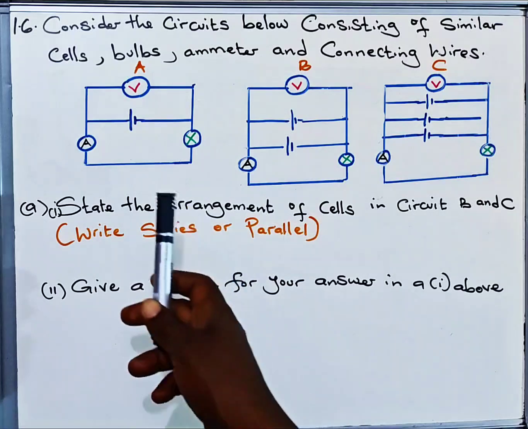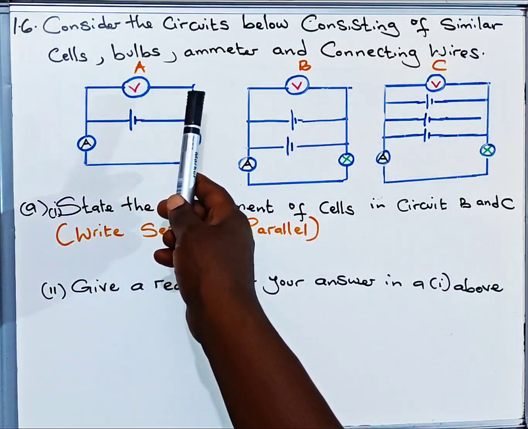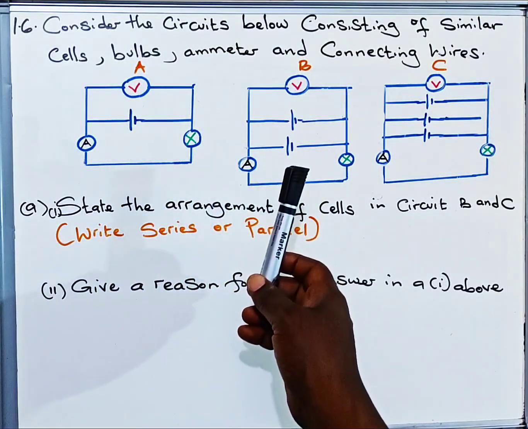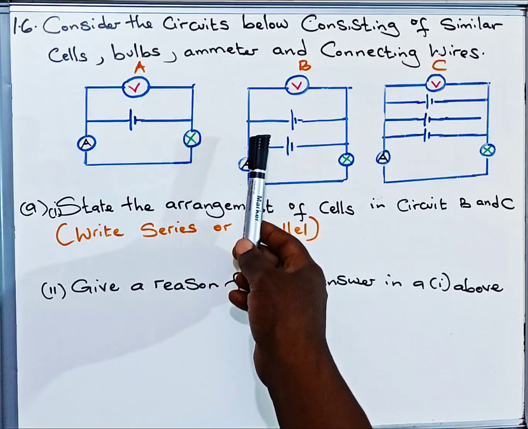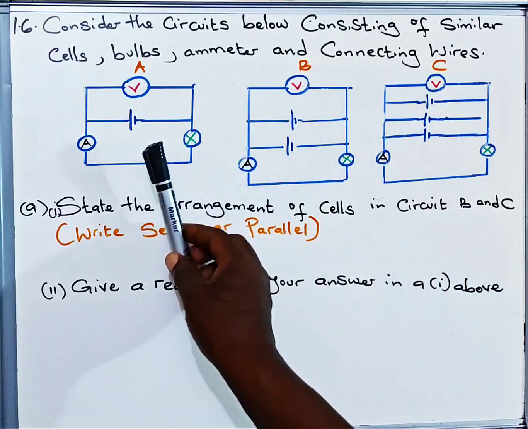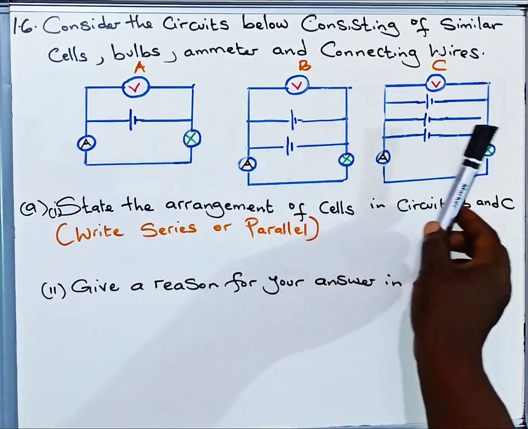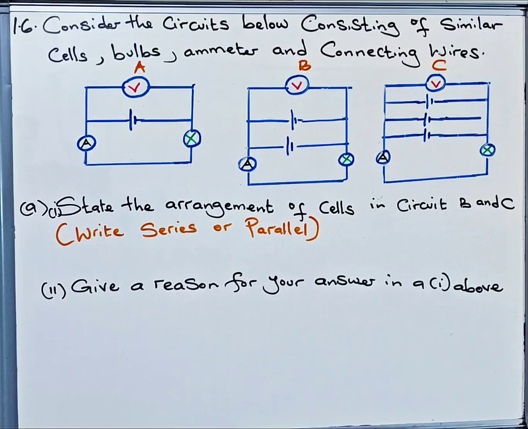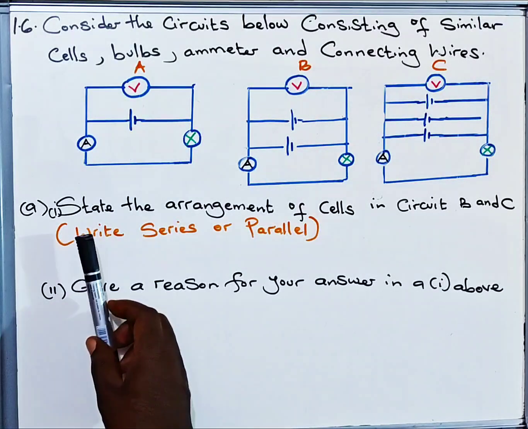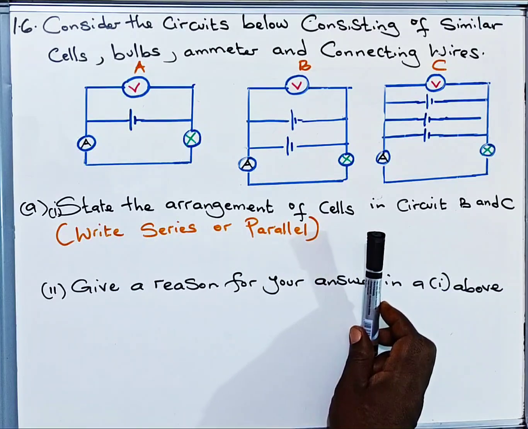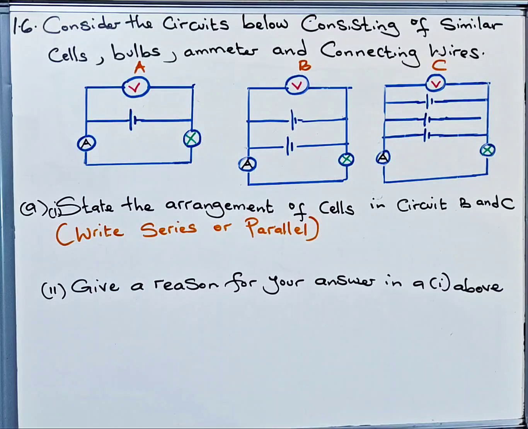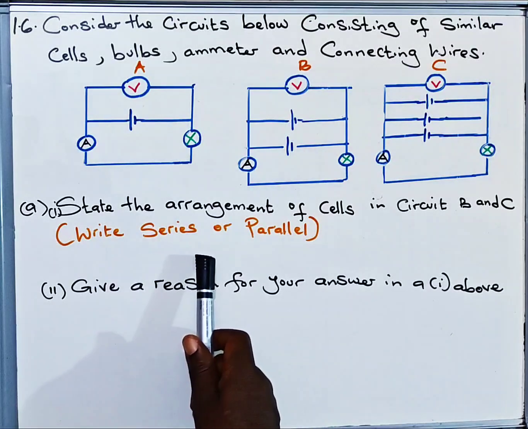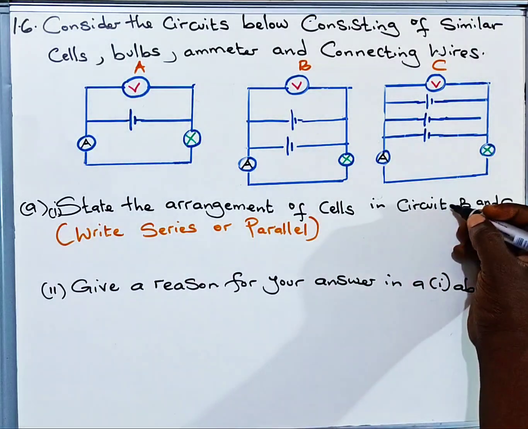Yes, today we are looking at this question. It says, consider the circuits below, consisting of similar cells, bulbs, ammeters, and connecting wires. So these are the circuits we are having. The question says, state the arrangement of cells in circuits B and C, right, series or parallel.